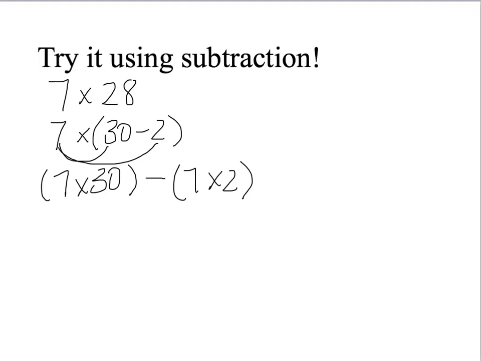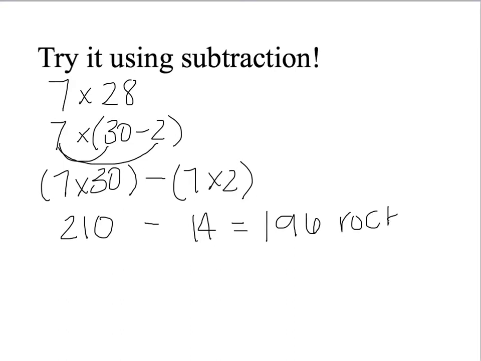Okay? So we know once again that we do 7 times 3 and get 21. And our fancy little trick where we can just add our 0 on the end. Then we're going to subtract the partial product of 7 times 2, which is 14. When we do this subtraction, we also get 196 rocks.